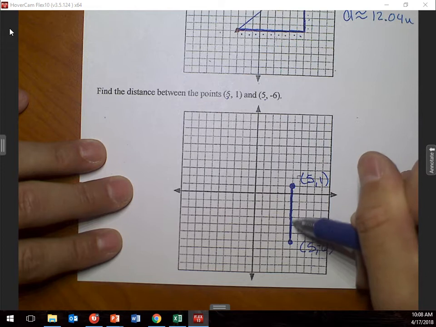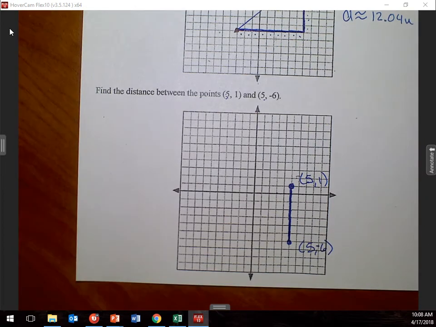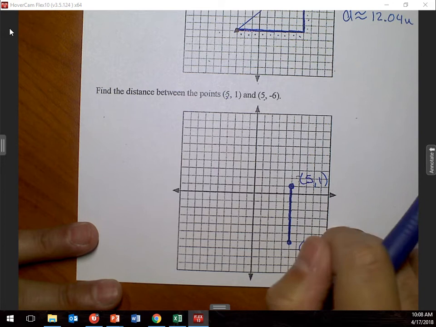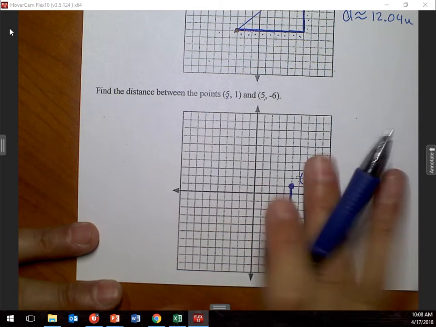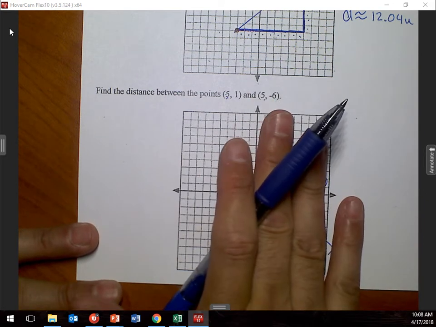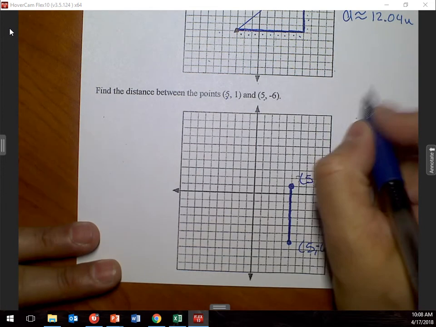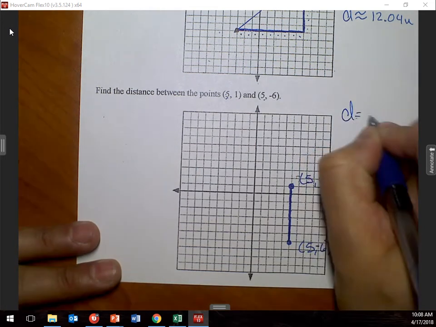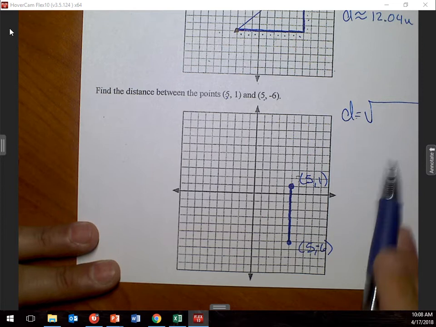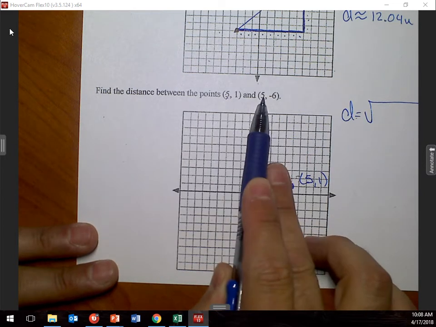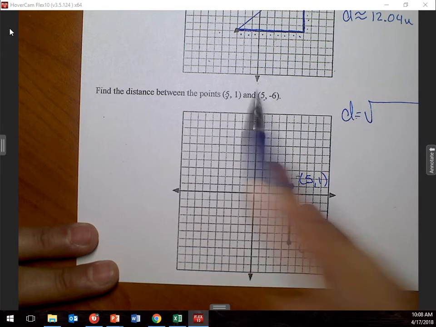So for this one right here, okay, there's going to be some problems that we come up with later on, and you're going to be able to do these pretty easily. All right, so I'm going to set it up the same way, but I'm not going to use this graph right here. I'm going to use this right here, because we have to learn how to do it without a graph also. D is equal to the square root of, now we're doing the same thing. How far is it from 5 to 5? 0. There is no change. So my delta x is 0.